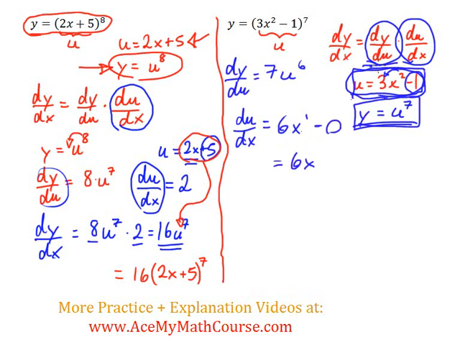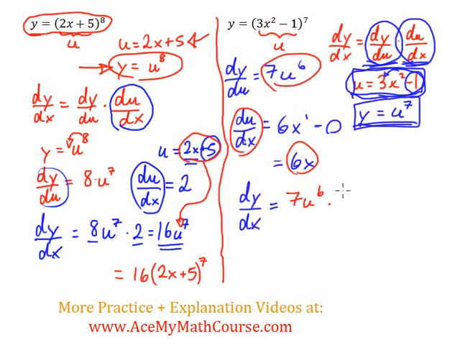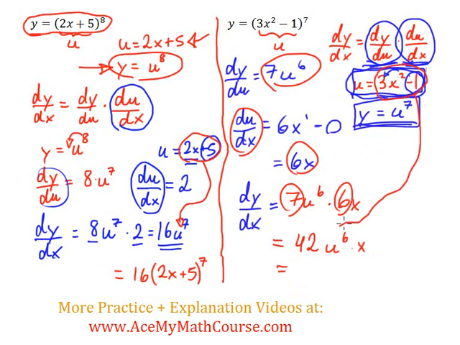Great. So now we have both dy du and du dx. So dy dx is equal to 7u to the 6th times du dx, which is just 6x. Great. Now, 7 times 6 is 42. I have 42u to the 6th times x. And now I can actually take the u, which is 3x squared minus 1, and plug it in right here.